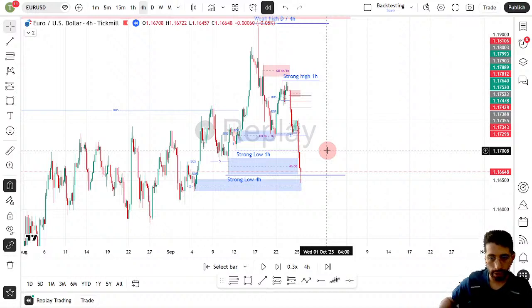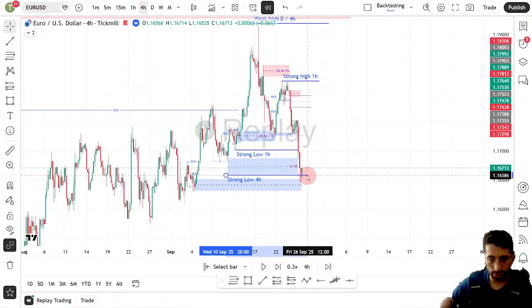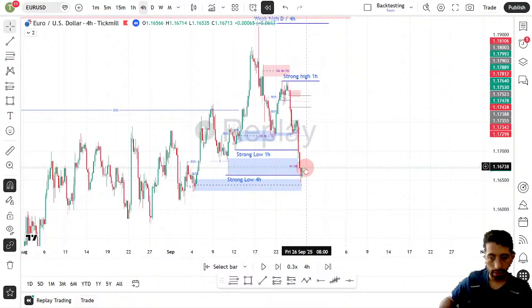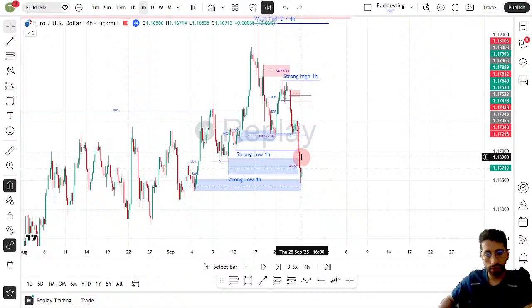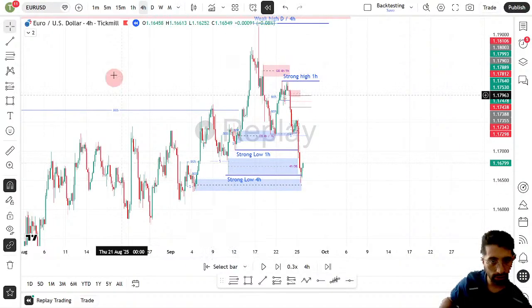The next 4 hours, what happened? Let's see. Still, it's not a really clear break of structure. It's not like this one. Look, 3 repetitive bullish candles. Not just having a reaction here. Still, I cannot zoom up more. Let's see. All right. Well, it just got a reaction here.